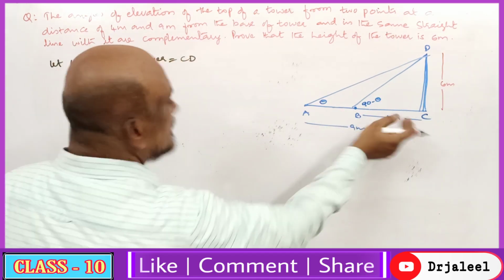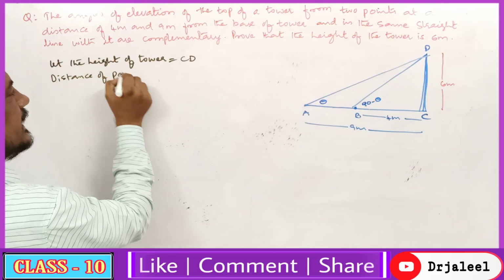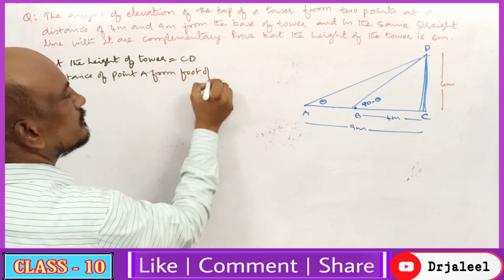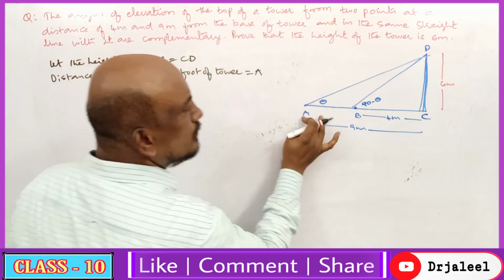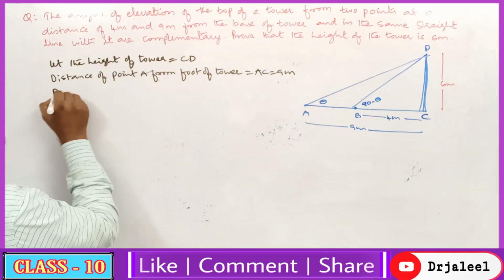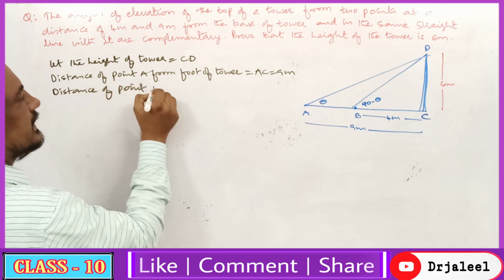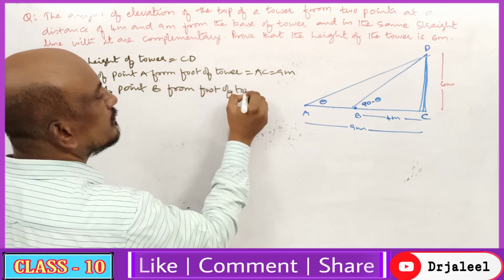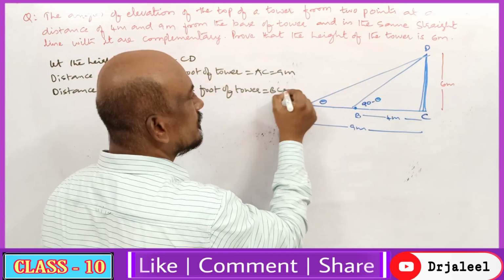Next, distance of point A first from the tower, or from the foot of the tower. How much, children, is it? A to C, that is AC, is equal to 9 meters. Same way, distance of point B from the foot of the tower, that is B to the foot of the tower, BC, is equal to how much?